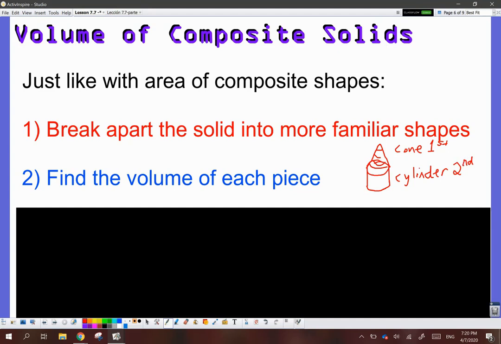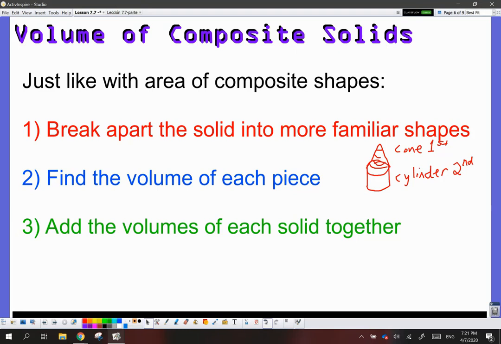And it doesn't matter what order you do these in, but always do them independently. Finish one first, then do the other one. Finally, once you have the volume of every shape, add the volumes of all your solids together. So once I have the volume of the cone and the volume of the cylinder, I'm going to add those volumes together to get the overall total volume of my shape.